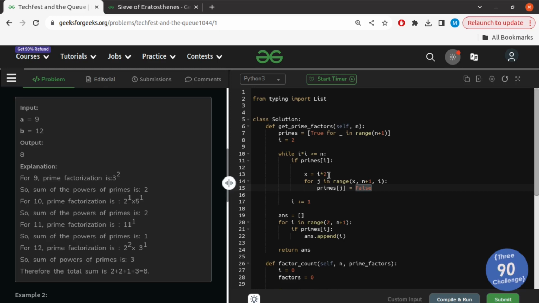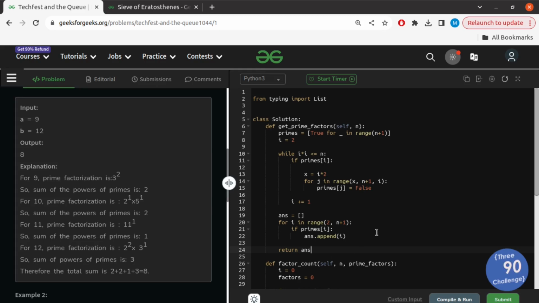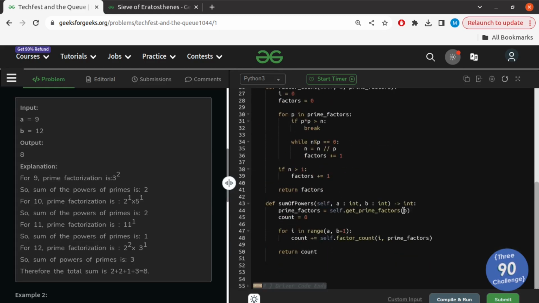Similarly, when we see 3, all the multiples of 3 will be set to false, and 5 and 7 and so on, and all the prime numbers will be set to true. Okay, and once we have that, we get our list of primes over here, right? And we get the list of primes like this, and we return it. So by the end of this function, we will have the prime factors in this list.